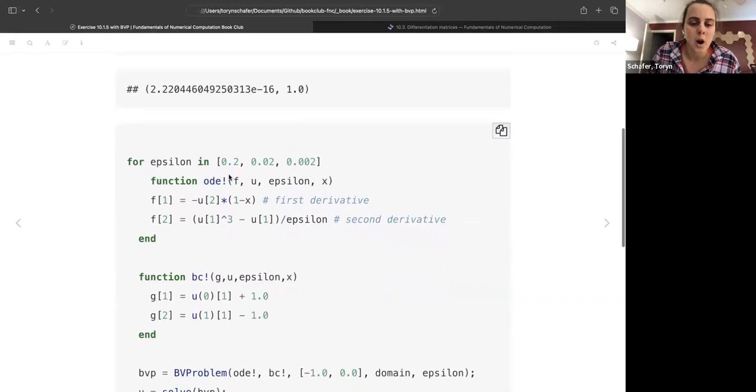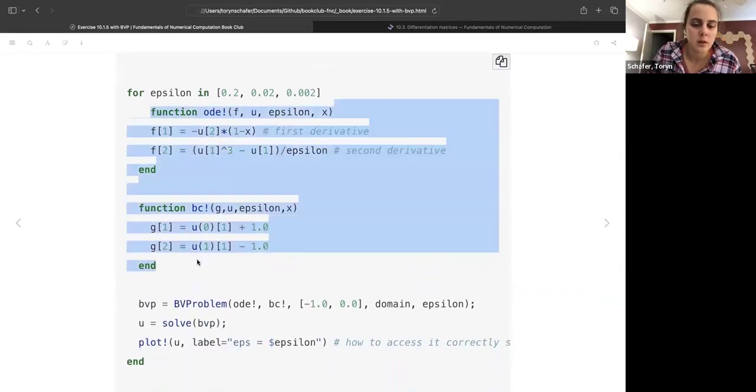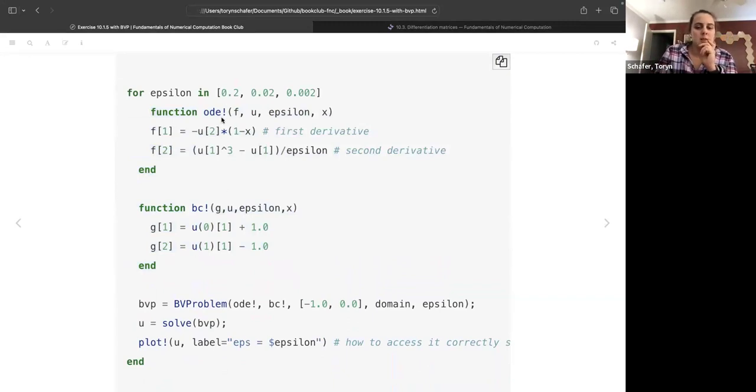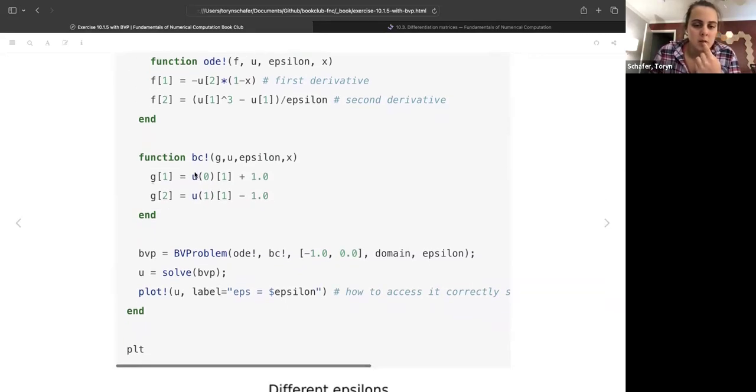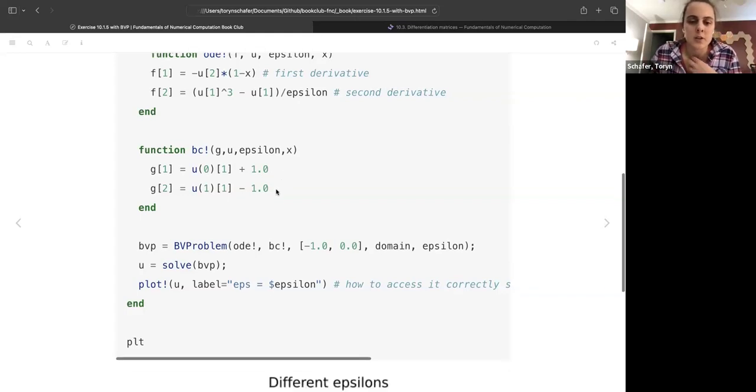To use BV problem, we use these two, the setup. So we set up the ODE where this is the system of equations, F, and U is the state. So remember, U1 is the state and U2 is the derivative of the state. And this is the first and second derivative based on the problem. And then we have the boundary conditions here. So this says the state at 0. So the first index is the state, right? So this says the first dimension of the state at 0 plus 1 equals 0. That's that first boundary condition, and so on.